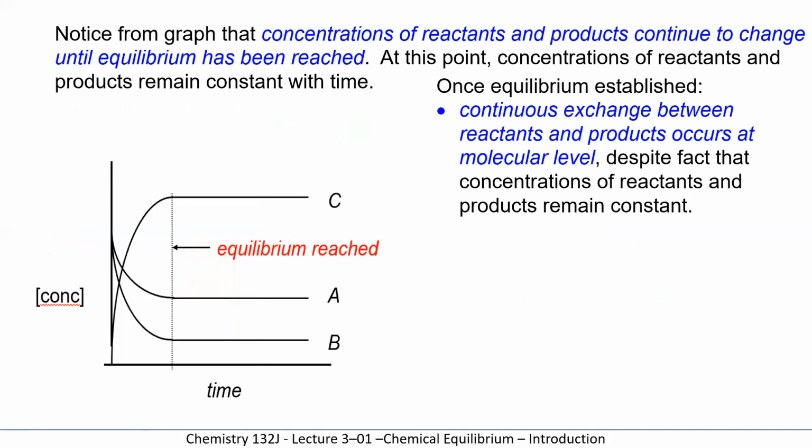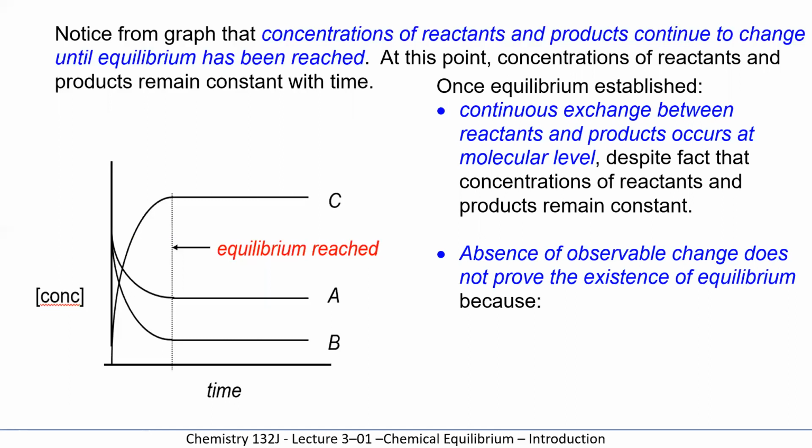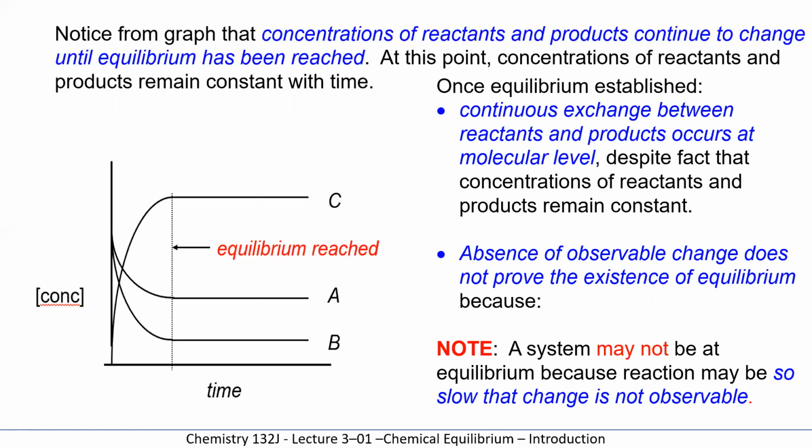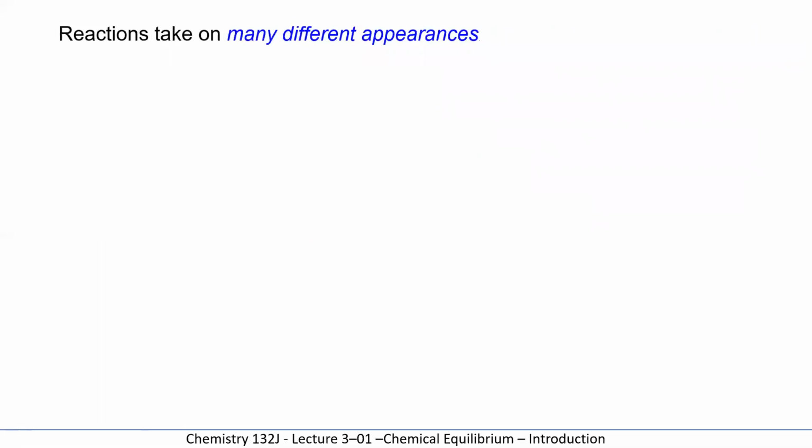Like I said, there's a continuous exchange of particles. When equilibrium is reached, that's not going to change. So to someone observing the system, no change in the macroscopic properties is happening, since the quantities of C, A, and B at equilibrium are not changing. A system sometimes is not at equilibrium because the reaction may be so slow that the change is simply not observable. That's another situation that can unfold.